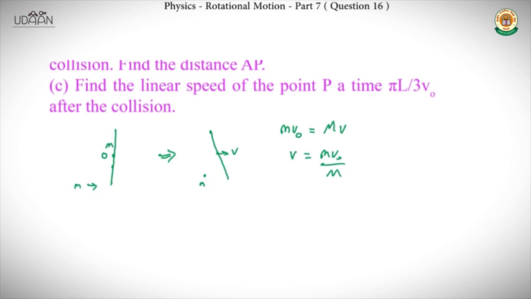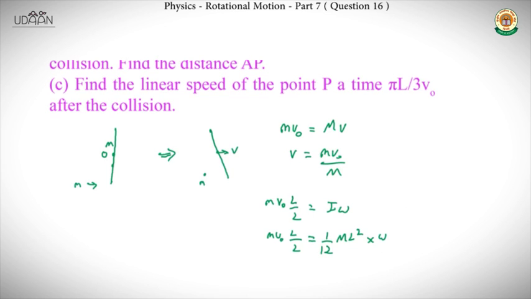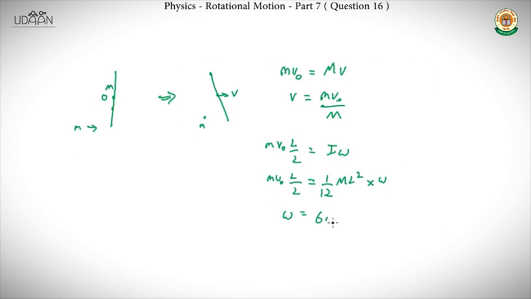Next, moving ahead to angular momentum conservation, the initial angular momentum about the center of mass was m v0 into L by 2. This should be equal to the final angular momentum about the center of mass just after the collision, which will be equal to I into omega. Here I will be equal to ML square by 12, as we know, for a rod for an axis passing through its center of mass. Therefore, m v0 L by 2 is equal to 1 by 12 ML square into omega, which will give me omega as 6 m v0 by M L.